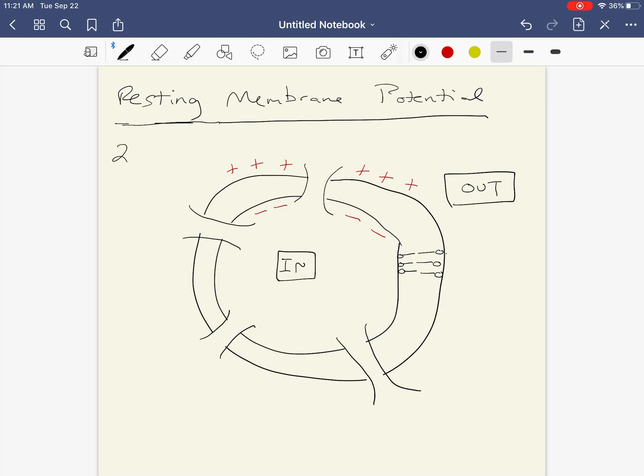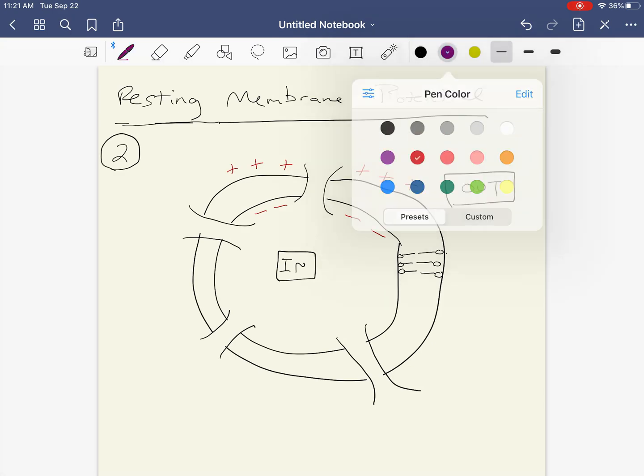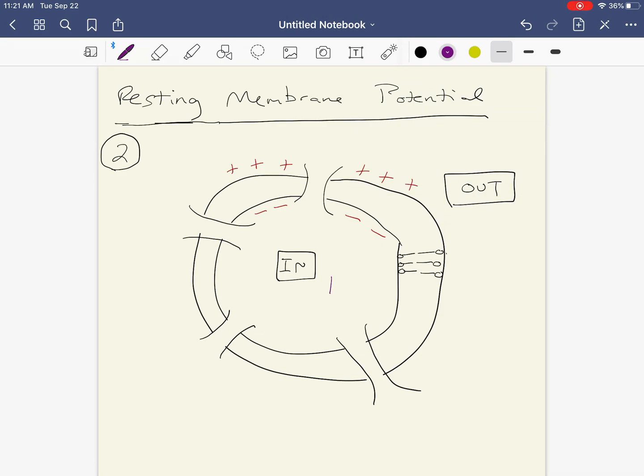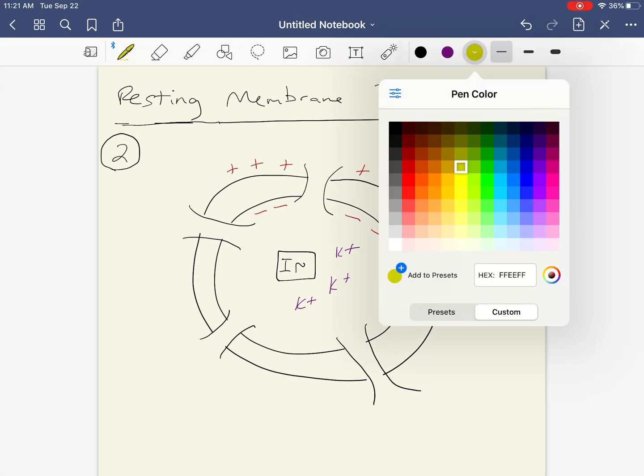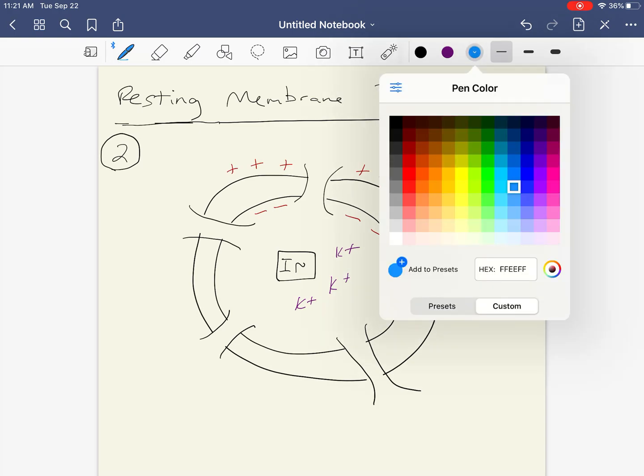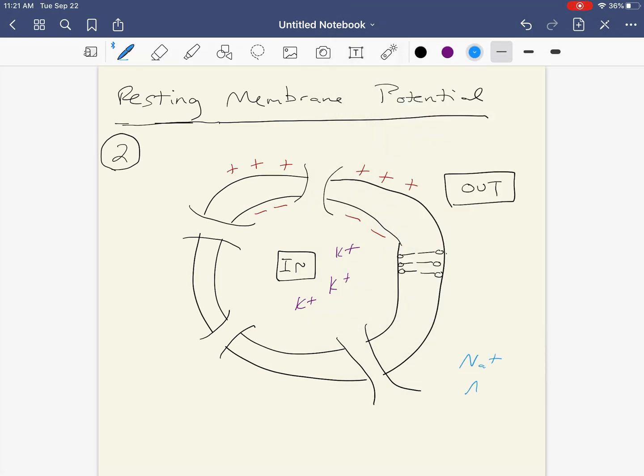Okay, so our number 2 thing to talk about is how we generate that negative charge. And we generate this negative charge based off of the movement of ions. So the inside of the cell is always going to have more potassium ions than the outside of the cell. The outside of the cell is always going to have more sodium ions. Okay? Inside of the cell has more potassium, outside of the cell has more sodium.